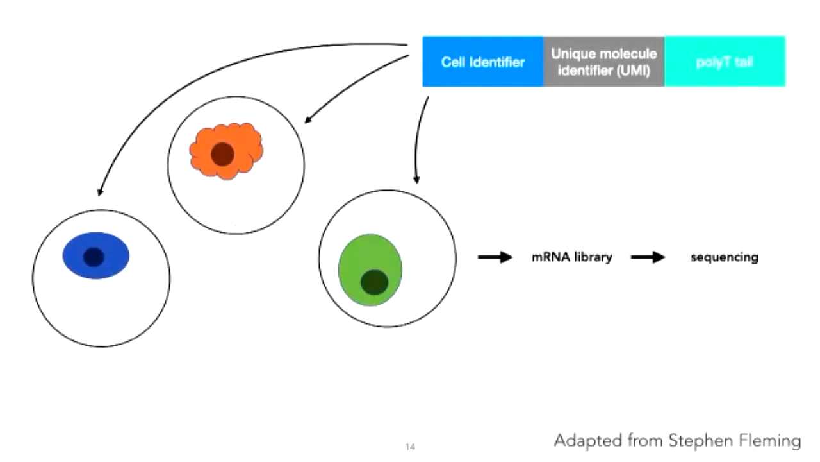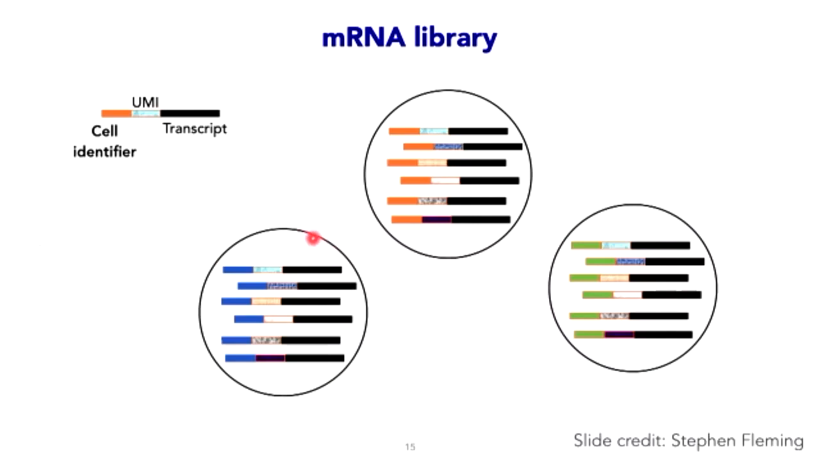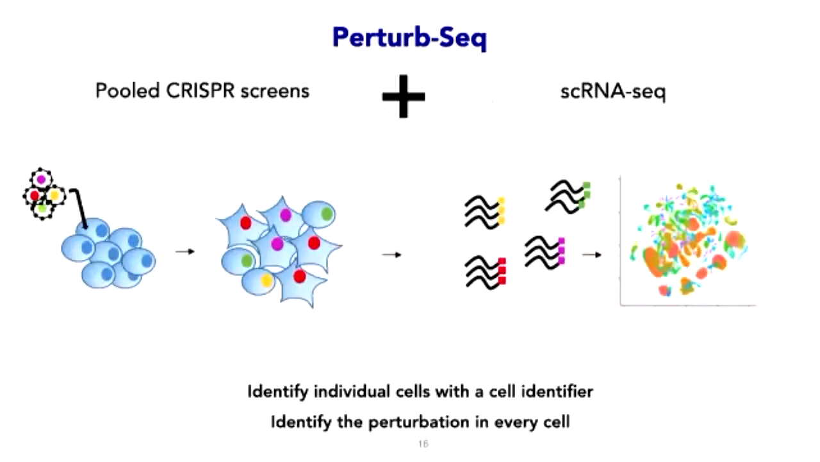So to put things in context, here we have 3 droplets that have captured 3 different cells. We have a blue cell, an orange cell, and a green cell. And inside each of these, we have beads which have this oligonucleotide construct that we just talked about. And then we capture the mRNA from these cells and go through library prep and sequencing. So here we can see that each read inside each of these 3 cells has a cell identifier, a unique molecule identifier, and the transcript that it captures. So far, so good. So we have the pooled CRISPR screens and we have the single-cell RNA-seq setup.